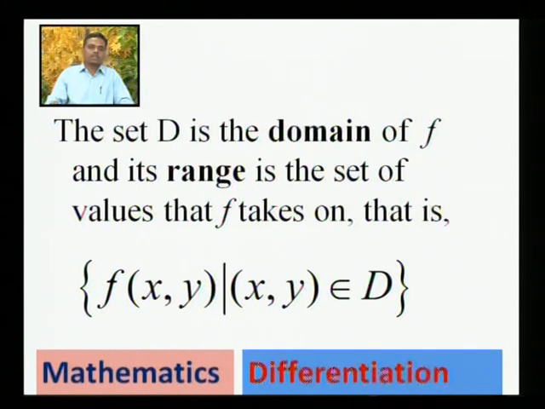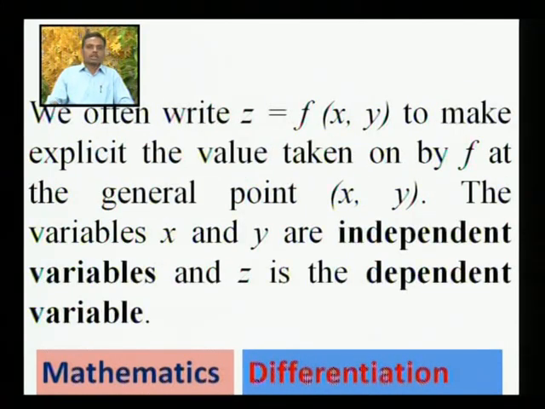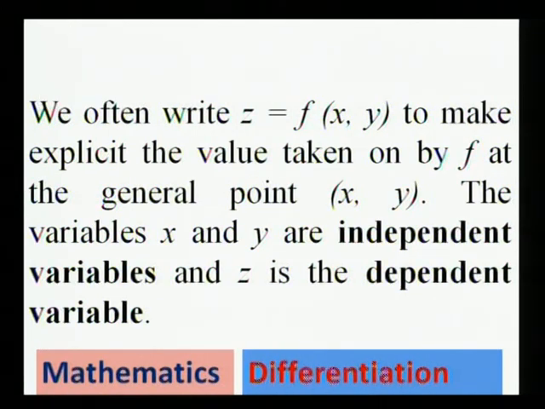Now you can see we have generalized from one variable to two variables, and similarly we can generalize to three variables, four variables, and in general to several variables. But today we will restrict ourselves only up to two variables. Now we can write z equals f(x, y). Here you can see f depends on x and y.